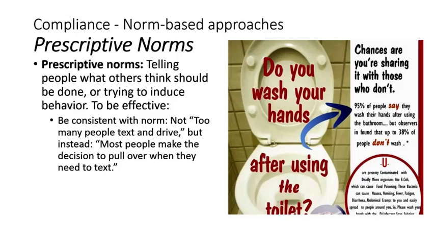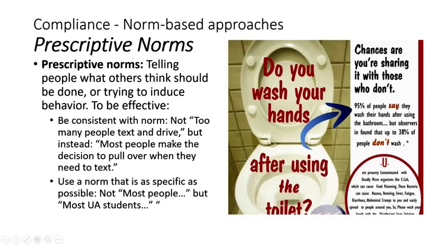Well, there we have set up a conflict. We've given you a prescription, we shouldn't text and drive, and at the same time we've said, but the norm says most people text and drive. Instead, we should say most people make the decision to pull over when they need to enter a text. Okay. And we should use a norm that's as specific as possible. Instead of saying most people, we should say most UA students, if that's the group we're trying to persuade. So we should tap that in-group.